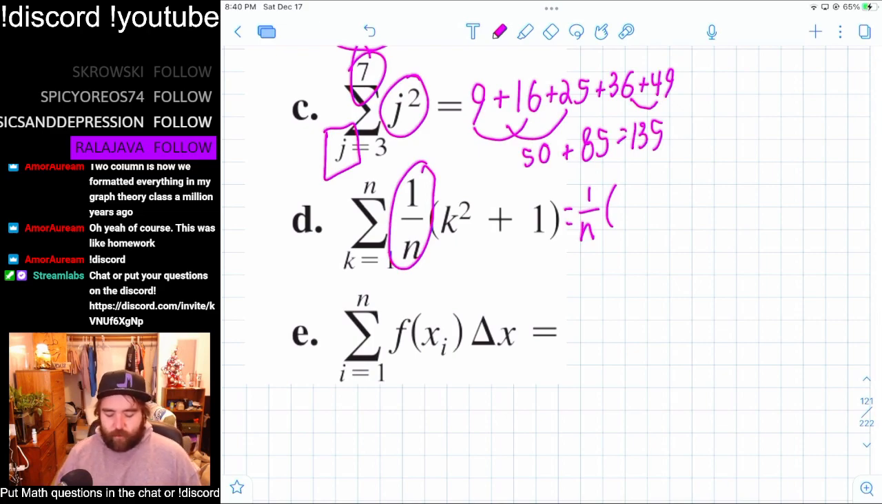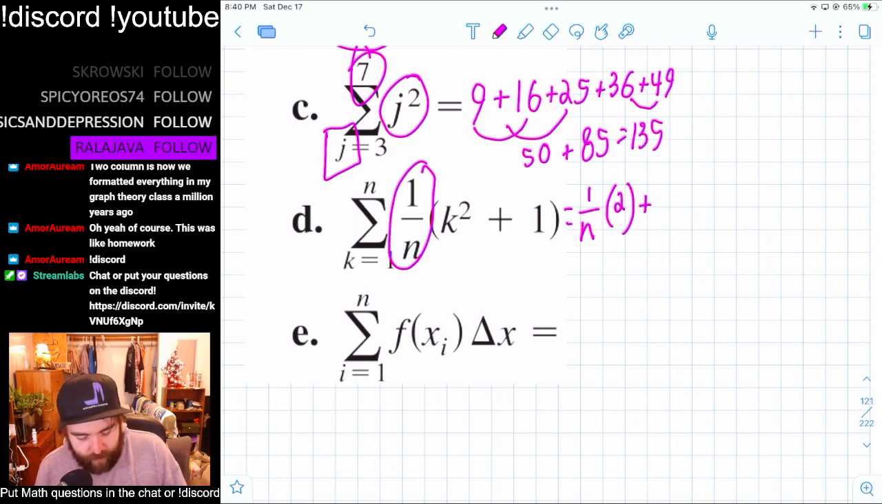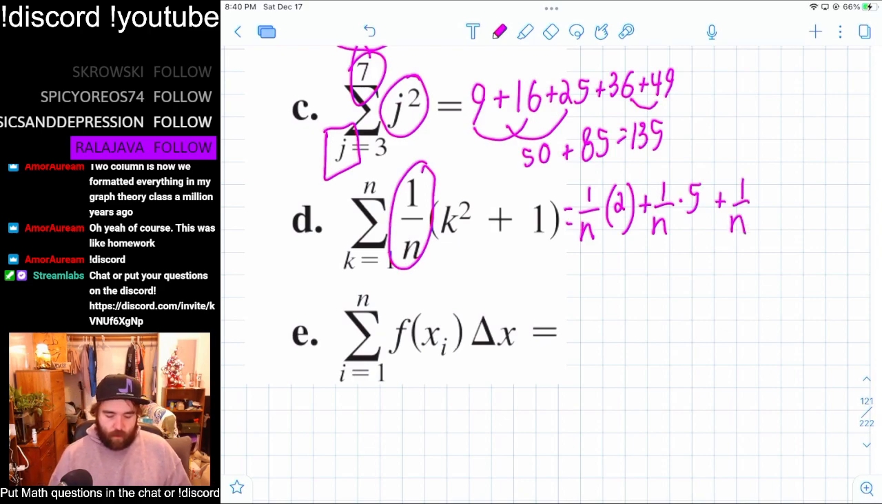So this is k equals 1. So this is 1 squared plus 1, so that's 2. And then you add, again, the 1 over n. When k equals 2, 2 squared plus 1 is 5, so times 5. And then again the 1 over n. And that's when k equals 3. 3 squared plus 1 is 10.